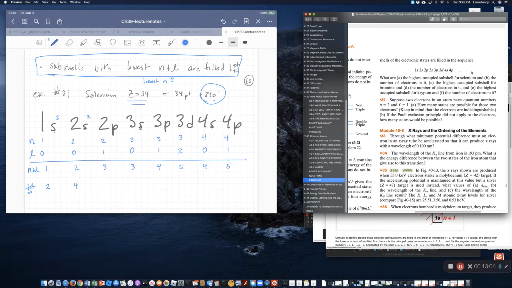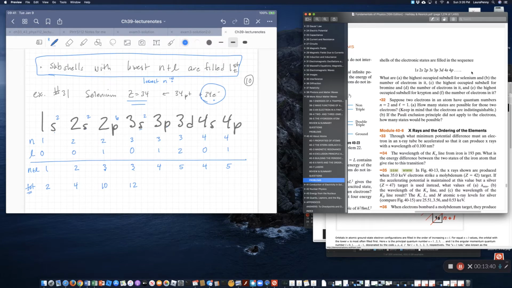The P, I can put 6 here, and I'm going still in order. So this was N plus L is 1, N plus L is 2. Here I've got N plus L is 3, and this is 3 too, but this has the lower N. So I'm going to fill that one up first. I'm going to put 6 electrons in there. 6 plus the 4 I already have gives me 10. Now I go to the next 3, and I can put 2 in this because that's an S, so I end up with 12 total.